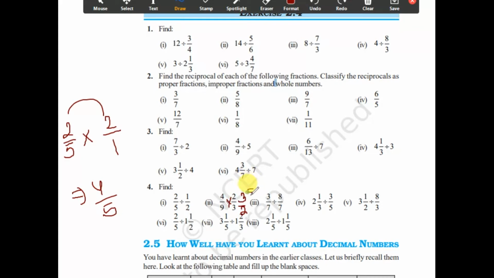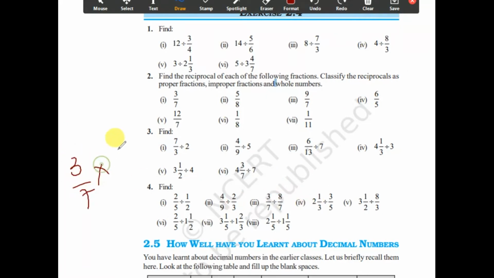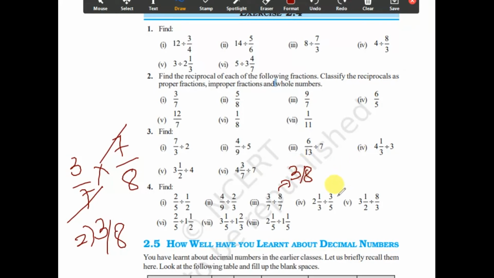Here also this will change to multiplication, it will become 3 by 2. So 3 4s are 12, 9 2s are 18. This you can do to the lowest form also. So now 3 by 7 into 7 by 8. 7 7 cancel, so you will get 3 by 8. So for this, answer is 3 by 8.